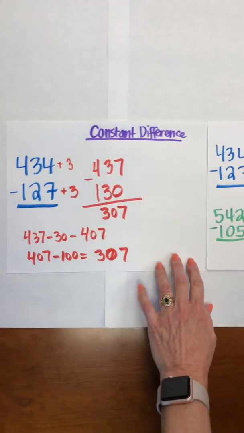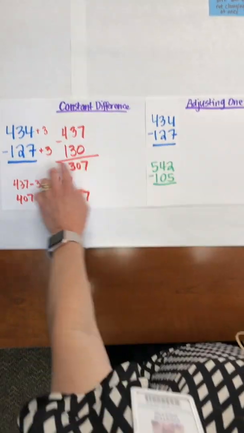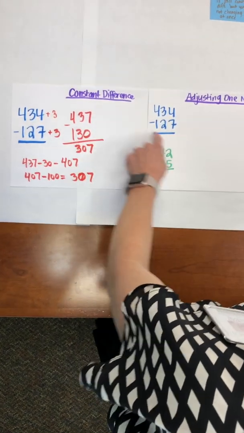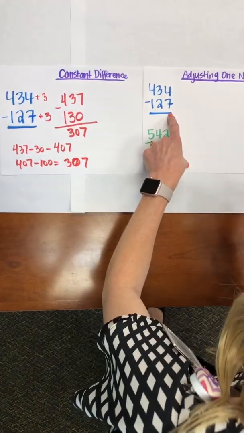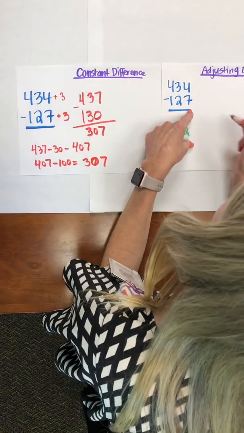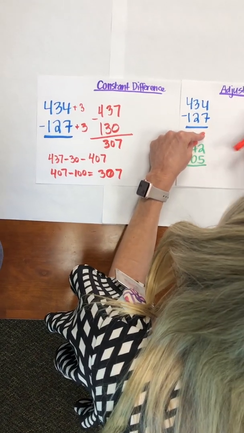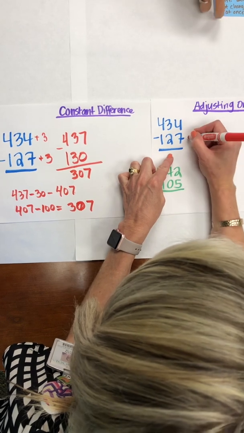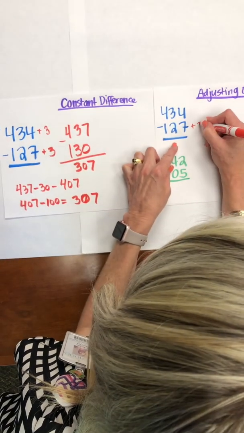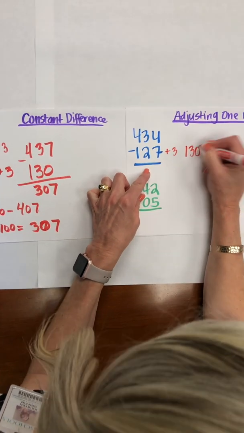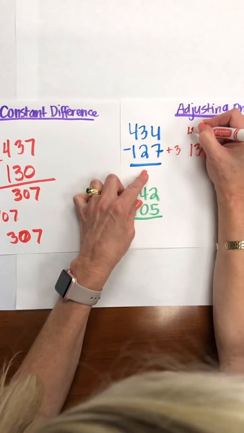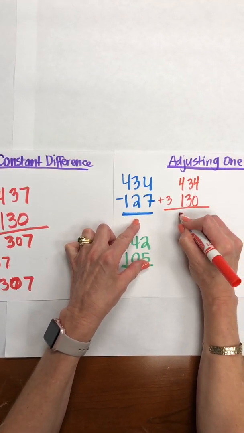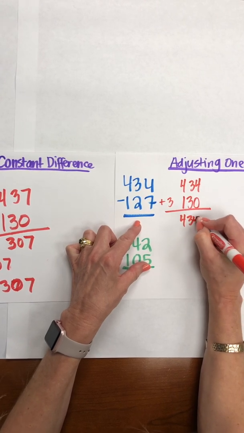All right, so now I can take this strategy and I can do it a different way. For constant difference, I added my numbers both at the beginning of my subtraction problem. Now I can add my number 1 at the beginning and 1 at the end. So this is called adjusting one number. It's still a constant difference, but you're not changing both numbers at the same time. So again, I can take my 127 and add my 3, and that's going to give me 130. I'm going to keep my 434 the same.